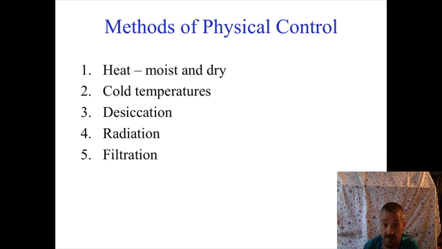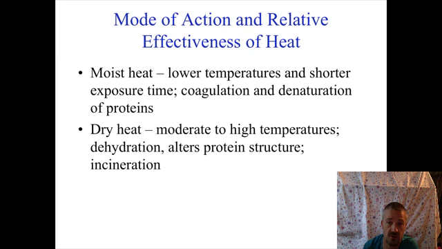So we're going to look at the physical control methods first. The first one we're going to talk about is heat. And with heat, there is actually moist heat and dry heat. Really the big difference here, and I used this example when I was talking to my other class as well, is the difference between moist heat and dry heat.